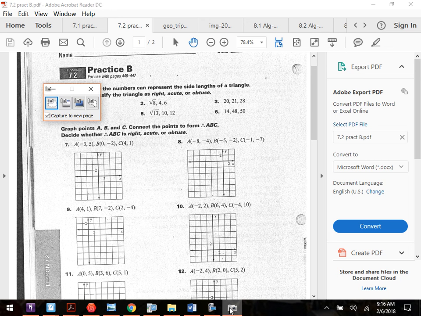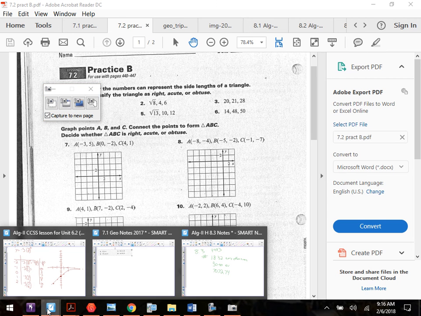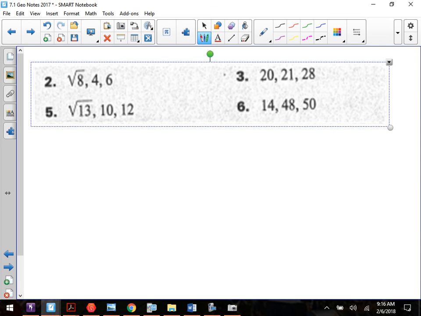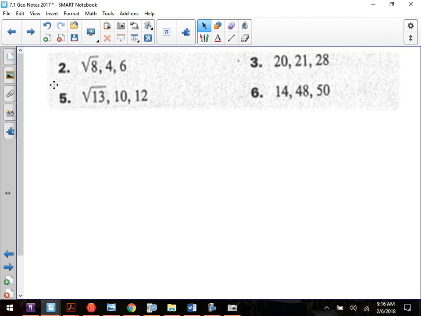But take a second and do these 4 real quick, and I think we might just be able to call it a day. Tell me, are these right, acute, or obtuse? Please and thank you.